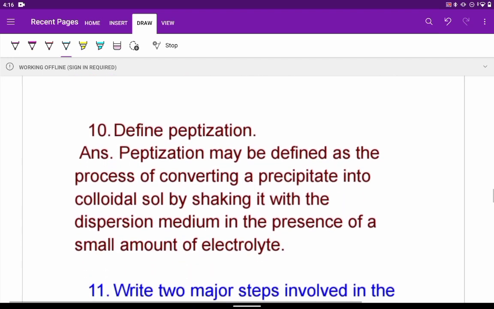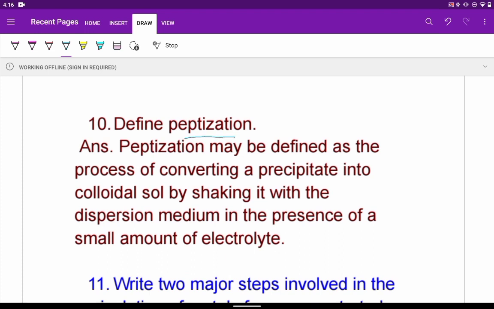Define peptization. This also may come. Peptization may be defined as the process of converting a precipitate into colloidal sol by shaking it with the dispersion medium in the presence of a small amount of electrolyte. So what we are doing? We are converting a precipitate into colloidal sol, but here a small amount of electrolyte should be present.